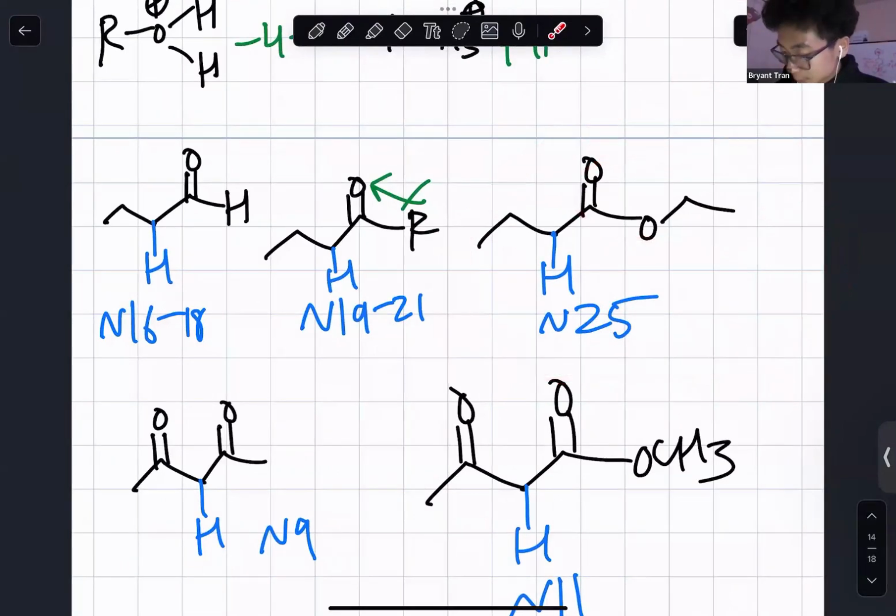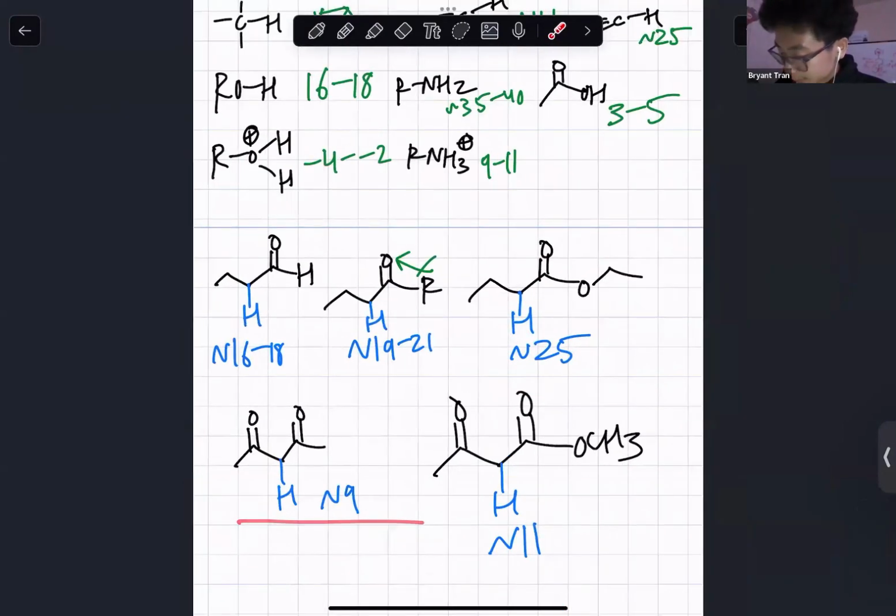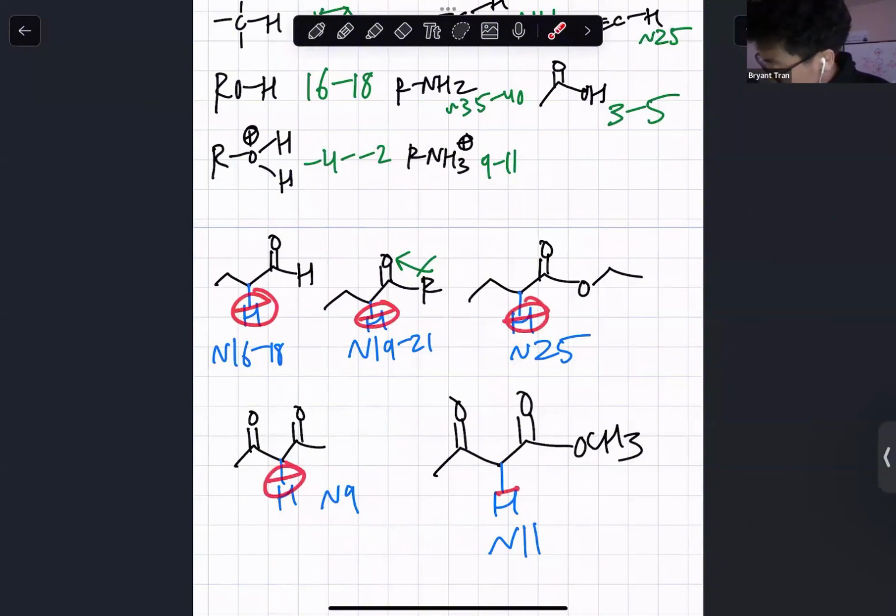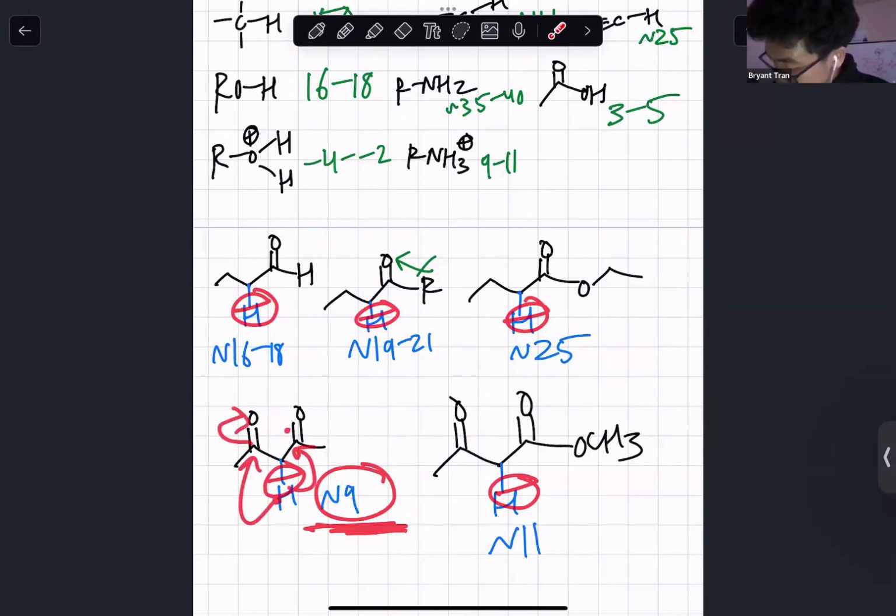But let's analyze why this is the case for the carbonyls. If we deprotonate these hydrogens and give a negative charge on these alpha carbons, let's determine the stability of these negative charges. Let's look at the lowest one, this one right here. It has the lowest pKa, meaning this is the most stable negative charge. That's because it could do the most resonance, here and there. No competition.